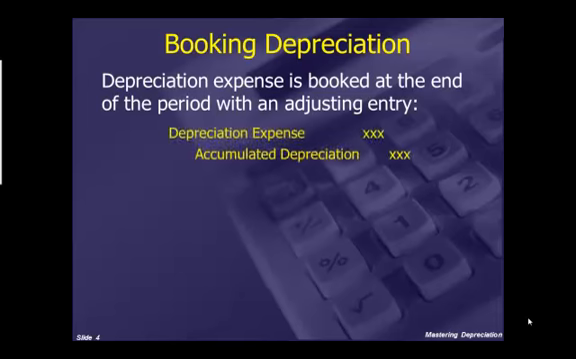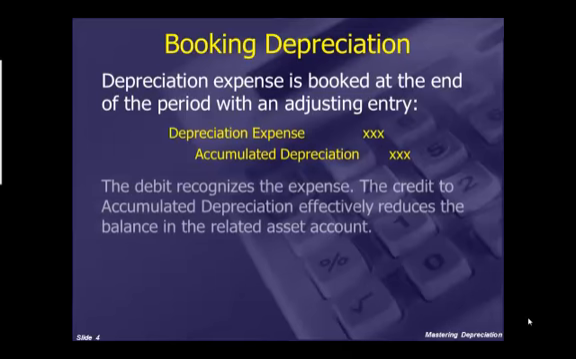The adjusting entry is a debit to depreciation expense and a credit to accumulated depreciation, which is that contra asset account. The debit recognizes the expense. The credit to accumulated depreciation effectively reduces the balance in the related asset account because it is a contra asset account. Accumulated depreciation is a contra asset account.